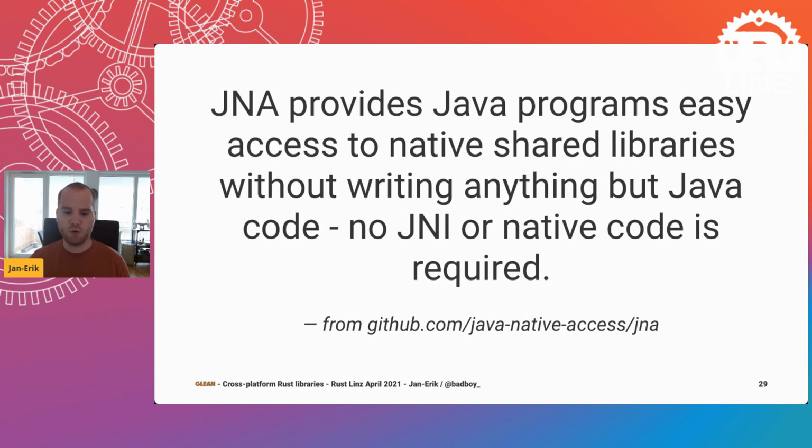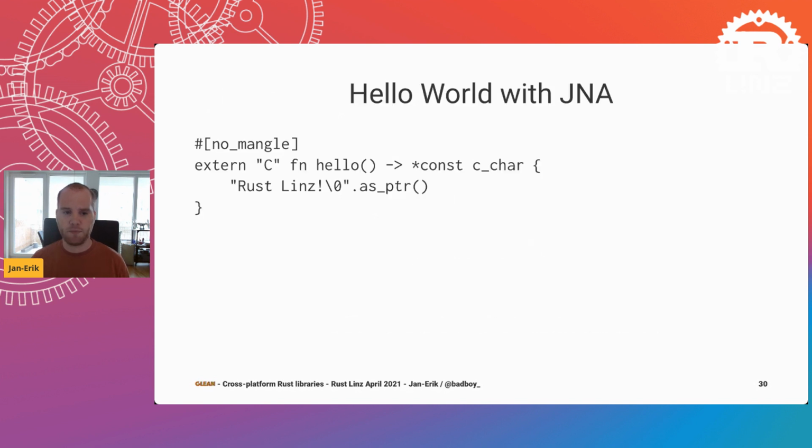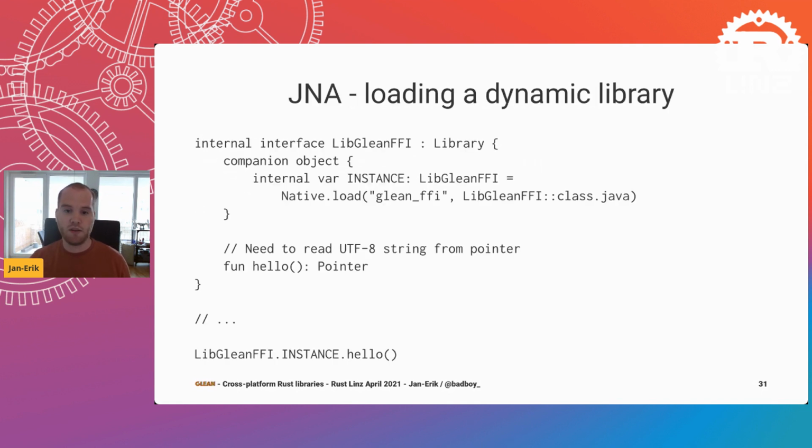Let's quickly jump into a small hello world and how this looks with JNA. Again, we have a Rust function with our additional annotations, no_mangle and extern "C", and we return some pointer to some string data. That's our Rust code. On the Kotlin side, we use JNA and describe our interface. Then we tell JNA how to load this using Native.load and giving it the name of the shared library. Further down, we list all the definitions of the functions that are available.